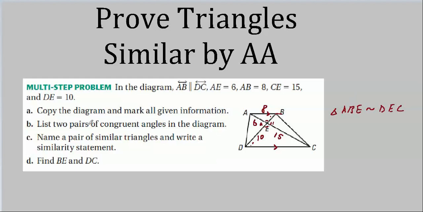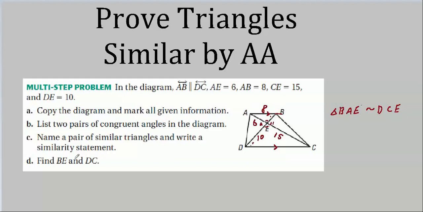And the last part, the similarity statement. I really should have written it this way and matched up the congruent vertices. For instance, this angle is congruent to this angle, so B and D match up, so I should have written BAE and then DCE. Put everything in the correct order. It's slightly more accurate than what I wrote before.